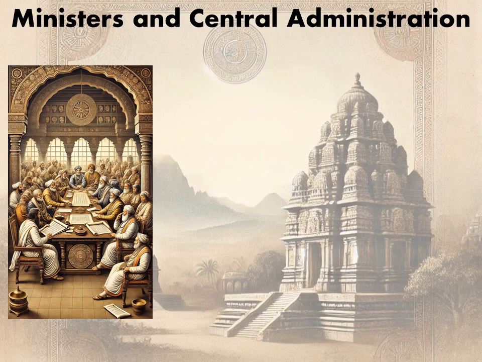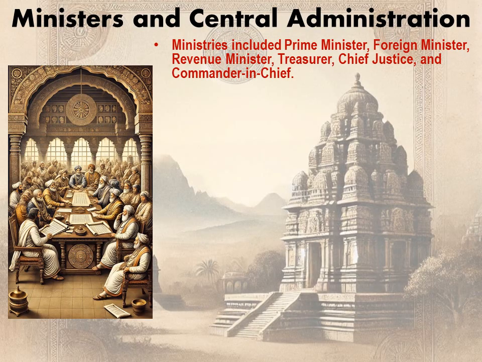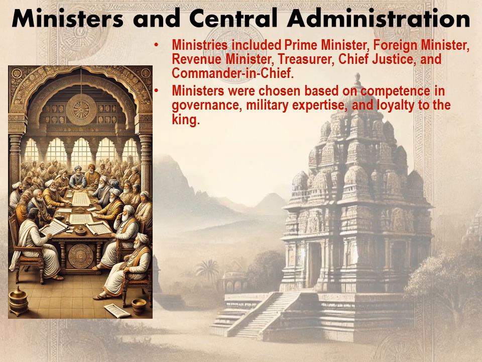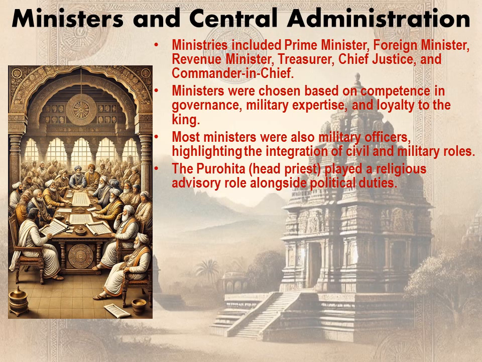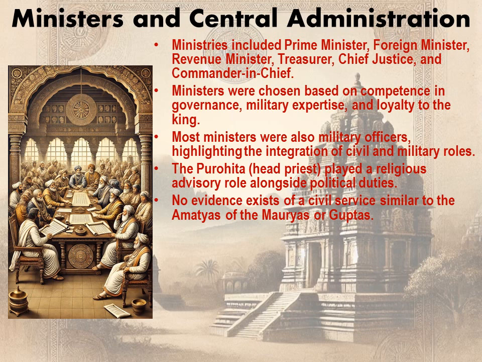Ministers and central administration. Ministers included Prime Minister, Foreign Minister, Revenue Minister, Treasurer, Chief Justice, and Commander in Chief. Ministers were chosen based on competence in governance, military expertise, and loyalty to the king. Most ministers were also military officers, highlighting the integration of civil and military roles. The Purohit, head priest, played a religious advisory role alongside political duties. No evidence exists of a civil service similar to Amatyas of the Mauryas or Guptas.